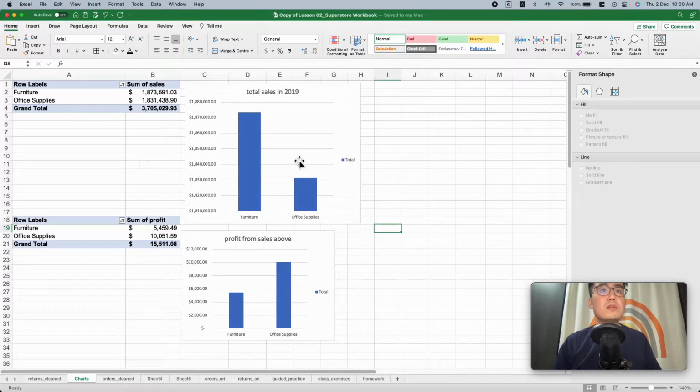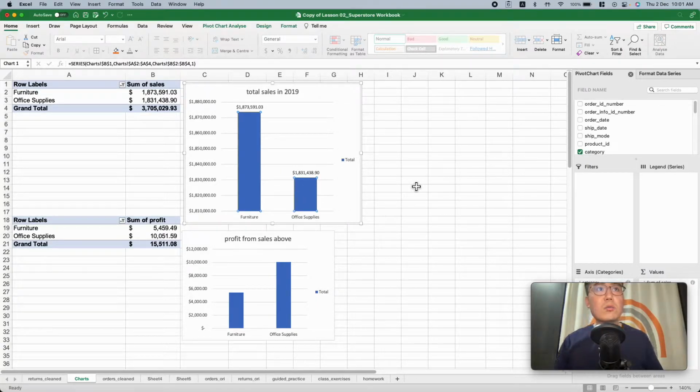So the first one will be the total sales of furniture and office supplies in 2019. That will be this amount. The charts will probably have a few data labels in them, so it will look better. And then once we have the idea of the total sales in 2019 for furniture and office supplies, we can look at the total profit of those two categories, which is below this. It is 10,000 and 5,000 for each of them.